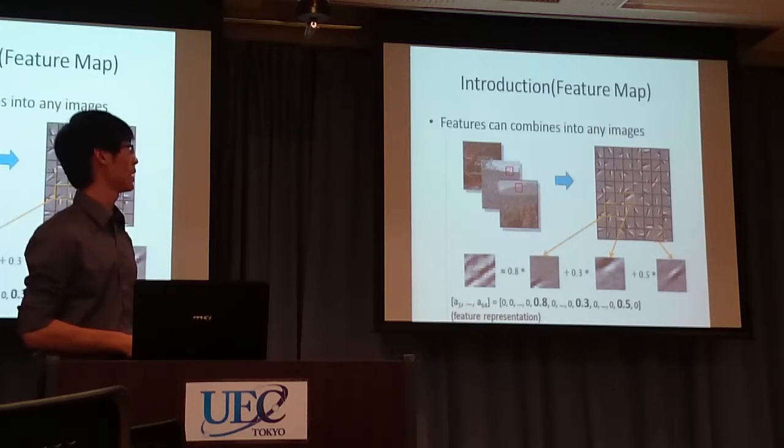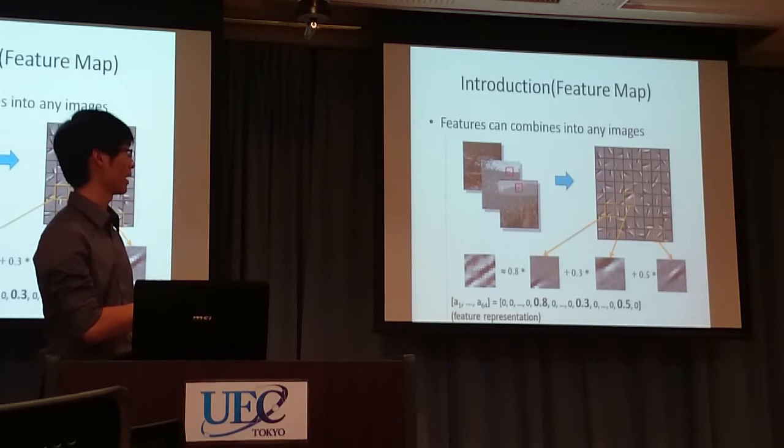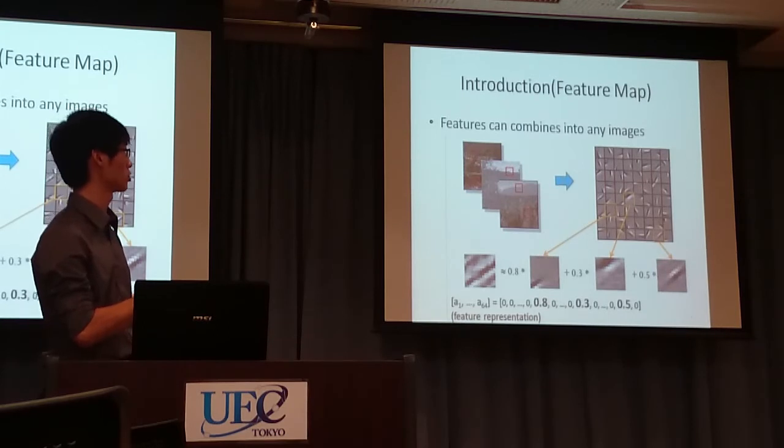And these are feature maps. This is all the edges, and every part of the picture is composed by the weight of the features. So we can use 3 edges to compose a small part of the picture.